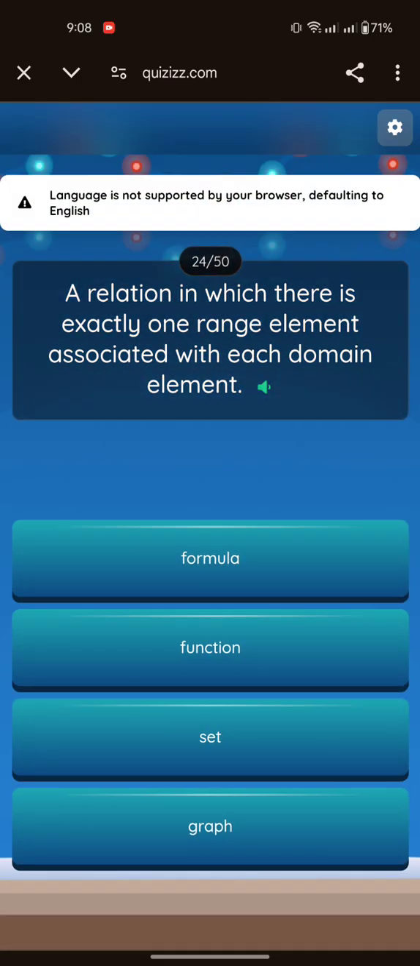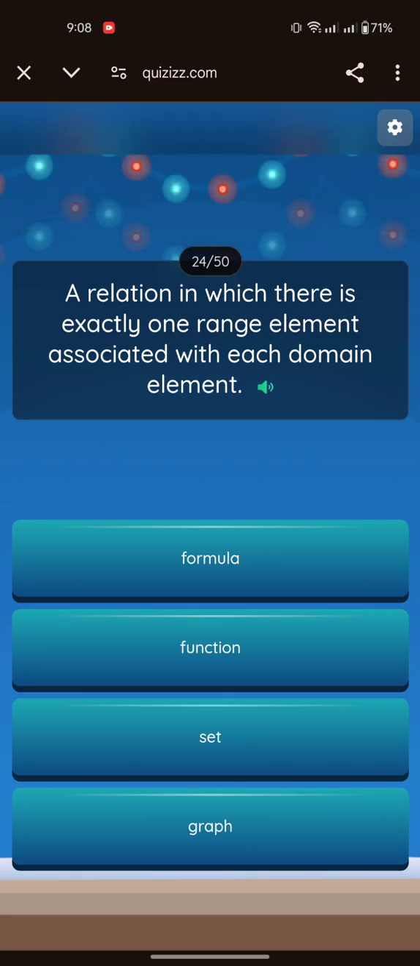Question. A relation in which there is exactly one range element associated with each domain element. Option 1 formula. Option 2 function. Option 3 set. Option 4 graph.